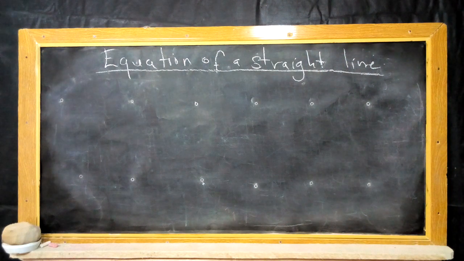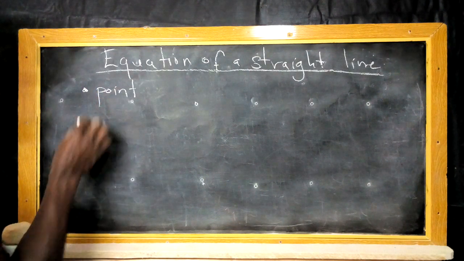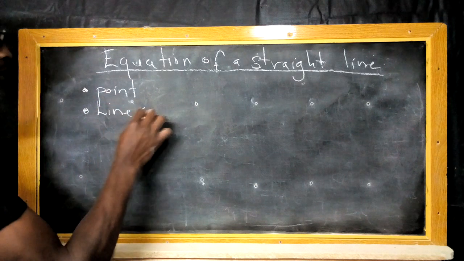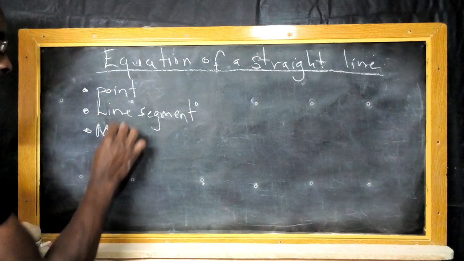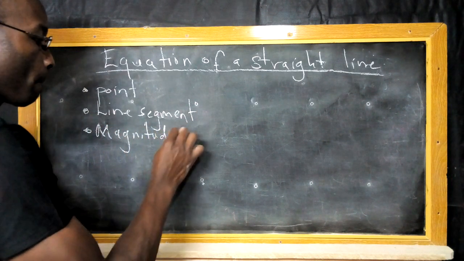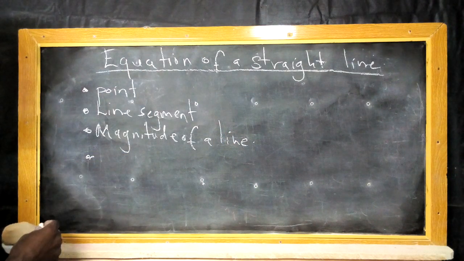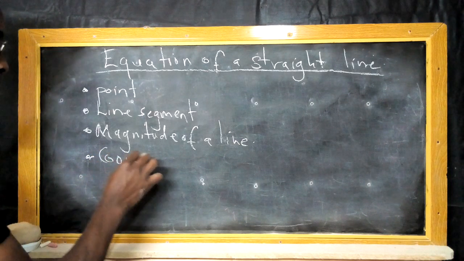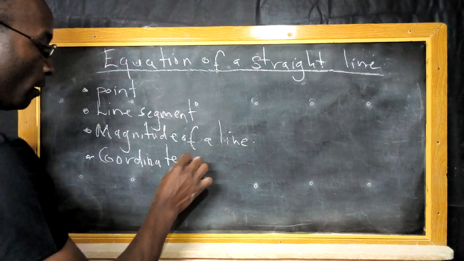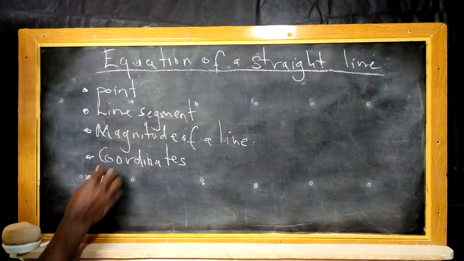So in our video of the introduction to geometry, we talked about the concept of a point. And then we talked about the concept of a line segment. And then we talked about the magnitude of a line. And then we talked about the coordinates. This basically is on the Cartesian coordinates. And then lastly we talked about the Pythagoras theorem.